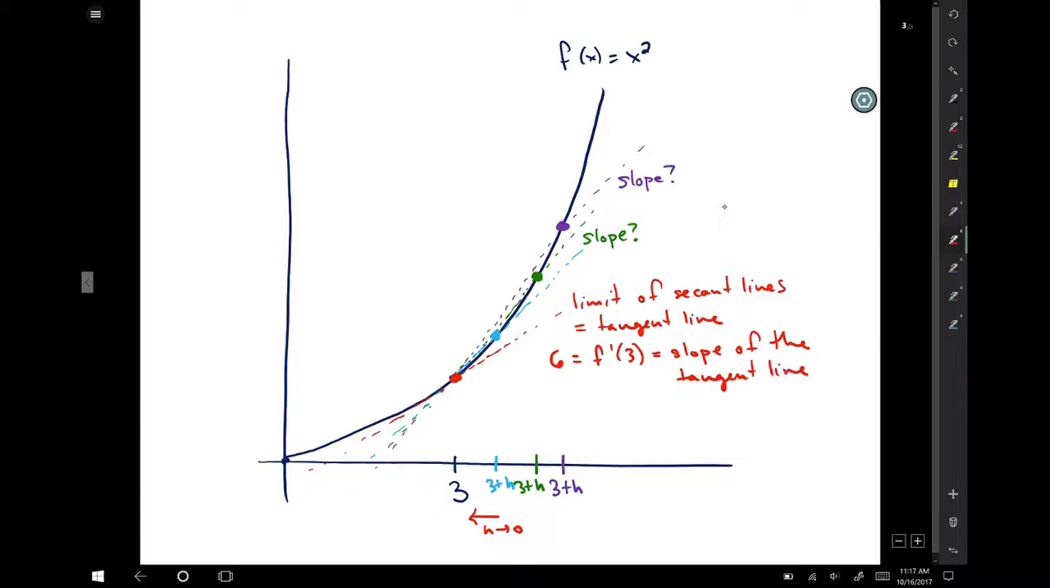And what it represents is how much that function is changing at that point. So the idea is, again, as you take this point at 3 plus h and you make h smaller and smaller, your secant lines are going to get closer and closer to this tangent line. And so we look at the slopes of those lines and we take the limit of their slopes as our derivative, which is the slope of the tangent line. And this represents how much our function is changing at that point.